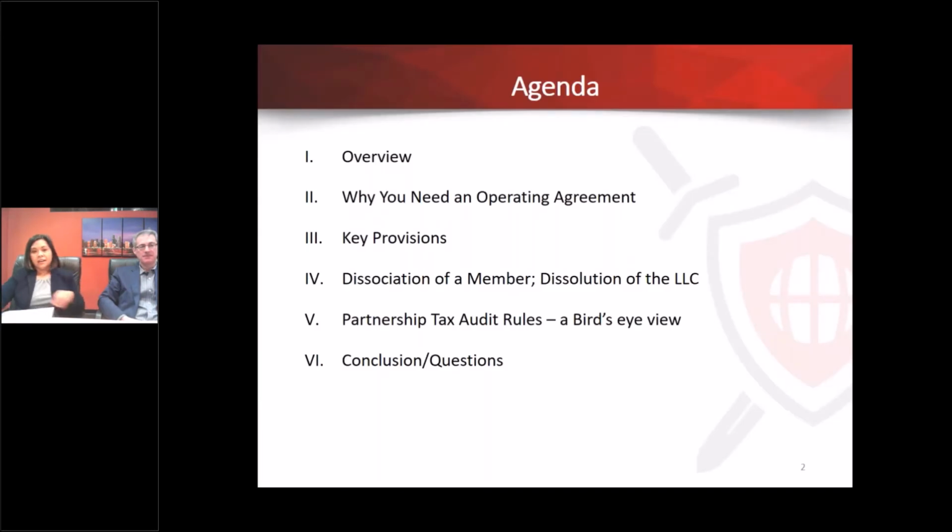Hi, everyone. Thanks for joining us. Here is our agenda. There are 6 items here that we're going to walk through. In the interest of time, we may kind of skim over item 4, but the full slides are available in your course materials. So we'll start with an overview. Part 2 is why you need one and also why you don't. The key provisions section is going to contain most of our substantive discussions, and we'll end on point 5 with the Partnership Tax Audit Rules, which are pretty much brand new. So we'll give you a little overview of how those work and how you'd want to tailor your operating agreements to address new laws under the tax code.